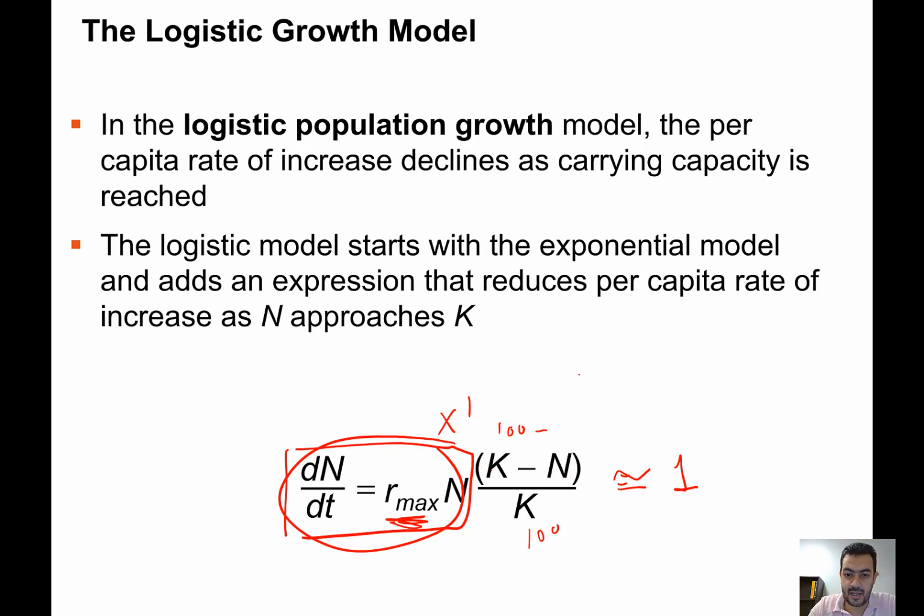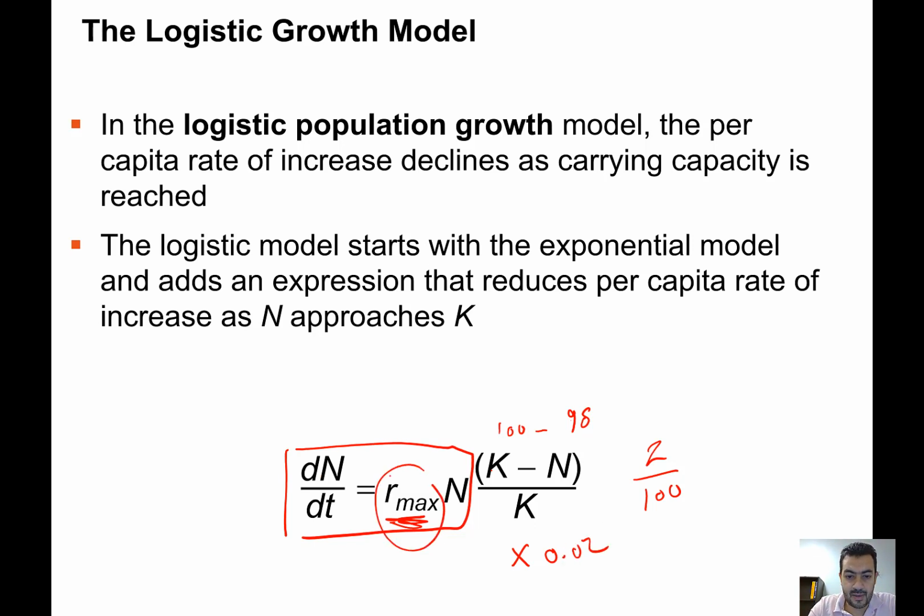But let's imagine that we now have a large number of elephants that have reproduced, and now we have something like 98 elephants. If you subtract 98 from 100, that is 2, divided by the carrying capacity, which is 100. So now the equation will be multiplied by 0.02, and because of that, this R max is now very reduced. The increase in population size will dramatically decrease once the population size reaches the carrying capacity, as we said.